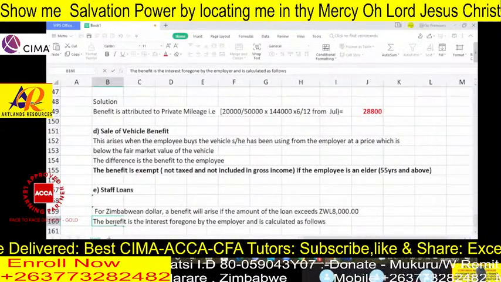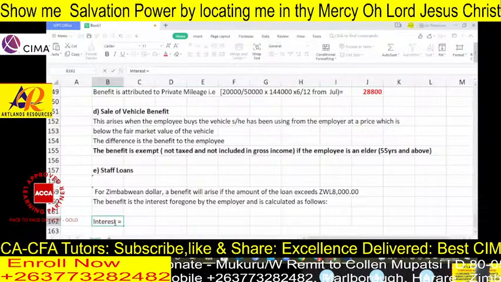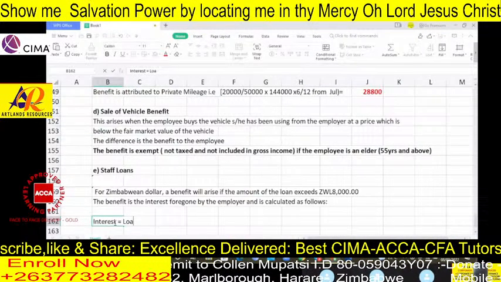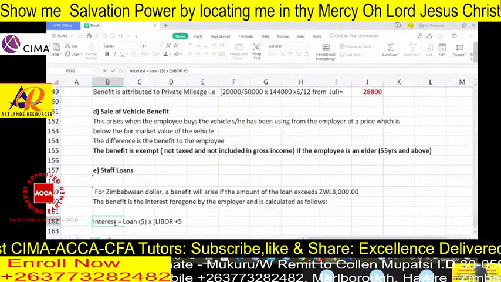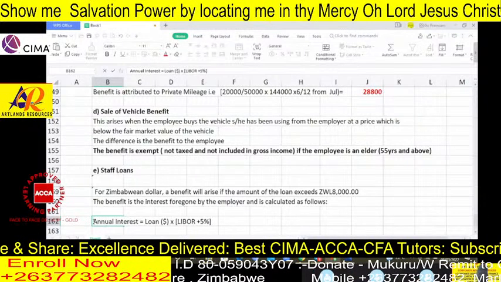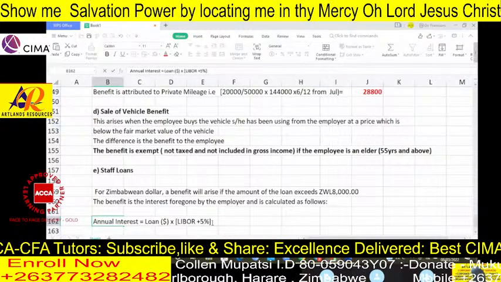So this is how you calculate a loan benefit. You say interest equals loan amount, meaning the loan that you have, multiplied by open bracket LIBOR plus 5%. The loan multiplied by the LIBOR plus 5% gives you interest per year. This is annual interest. It's annual, meaning if you get a loan in October, you multiply by 3 over 12. What is LIBOR? LIBOR stands for London Interbank Offer Rate, and in the exam, LIBOR will be given.